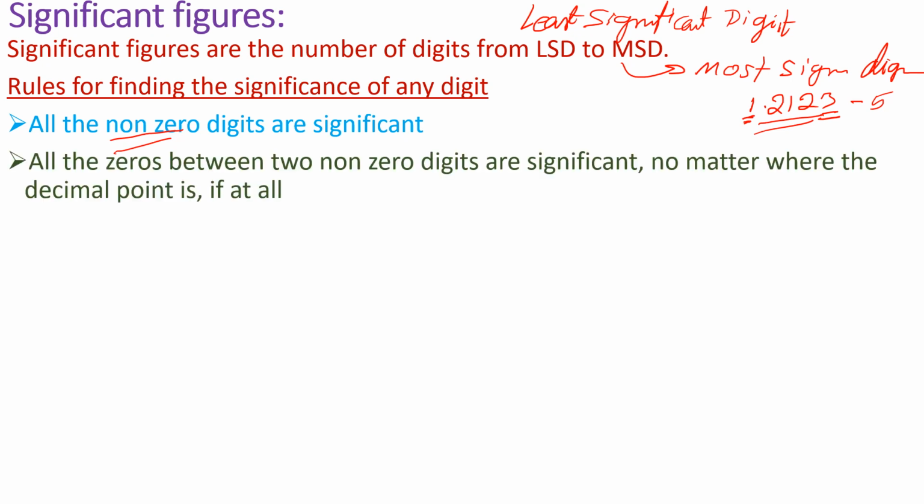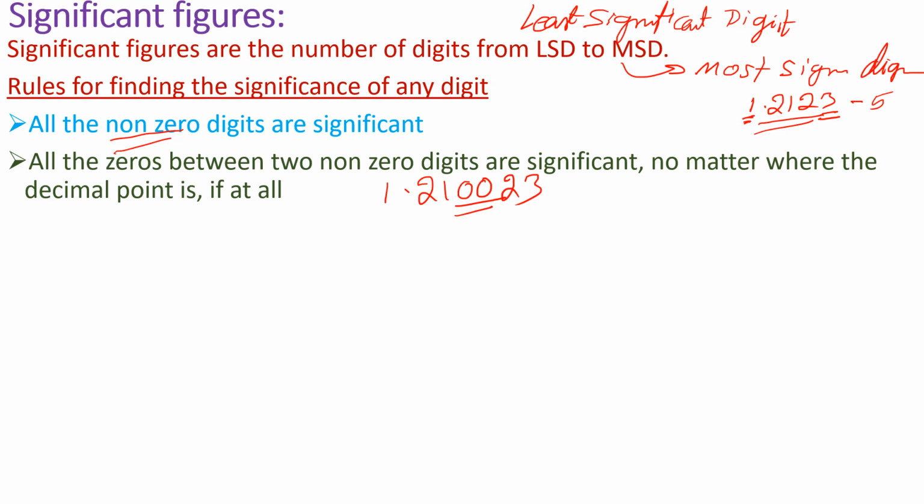And the second point is that all the zeros between two non-zero digits are significant, no matter where the decimal point is, if at all. What is the meaning of this? For example, 1.210023, if I write this particular value. These zeros are situated in between two non-zero numbers, right?